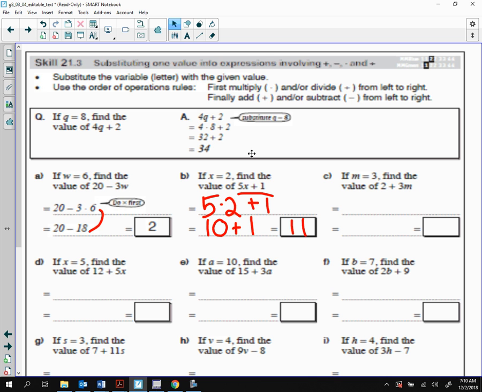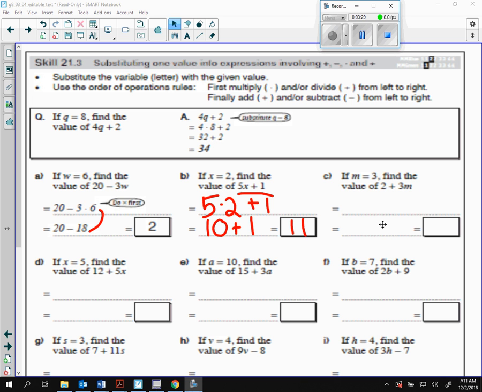So we just took that value for x and substituted it, put it in place of the letter. So instead of 5x, we had 5 times 2 plus 1. So if we do the 5 times 2, that's 10. 10 plus 1 equals 11.